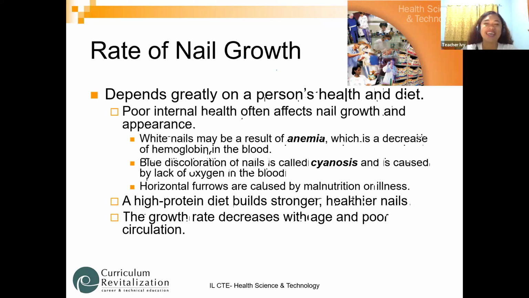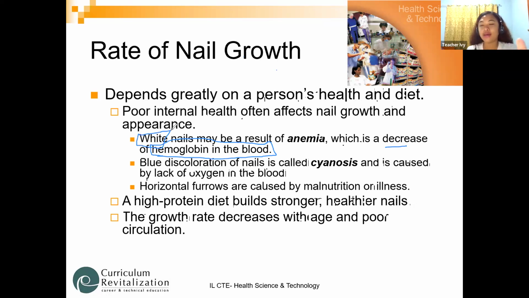Okay. So if you tend to observe that your nails are no longer pinkish and appear to be white, it means that there is a decrease in the number of hemoglobin in your blood. Your hemoglobin might decrease if your nails appear to be color white.